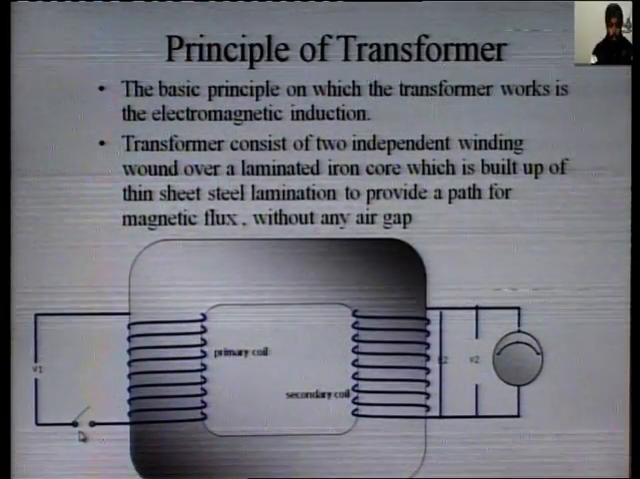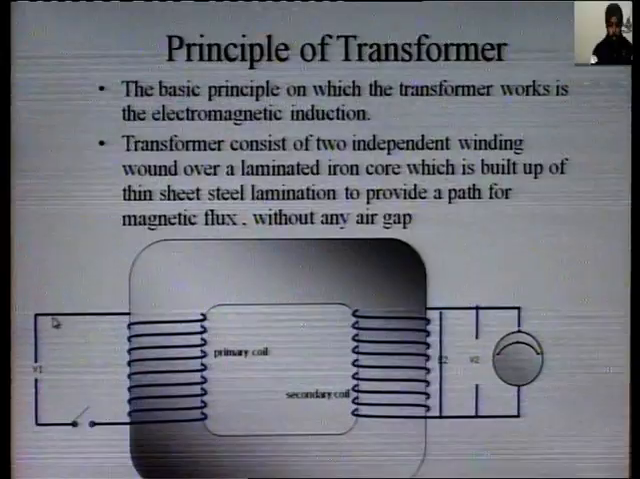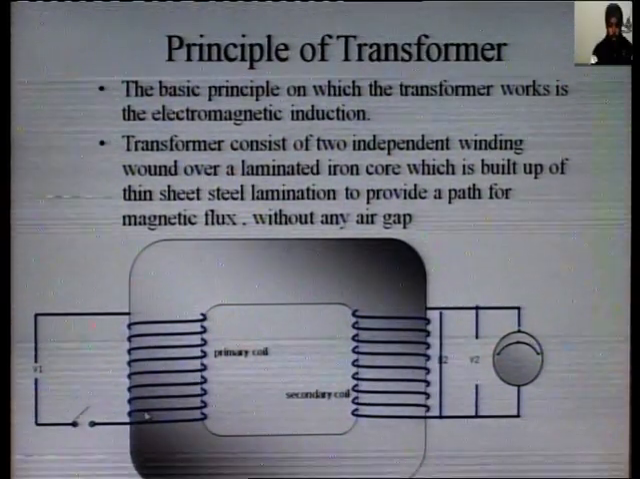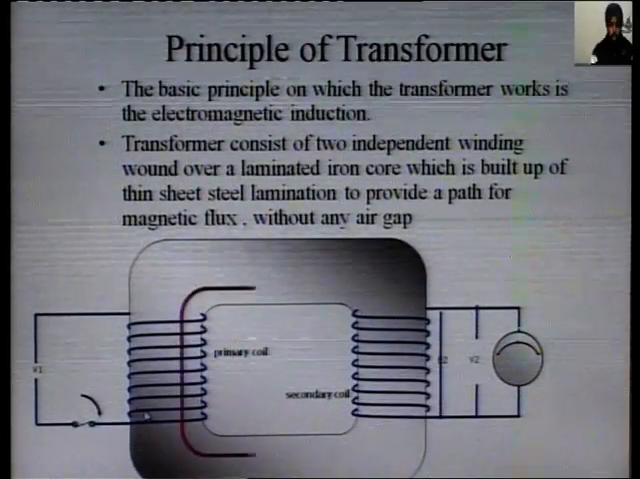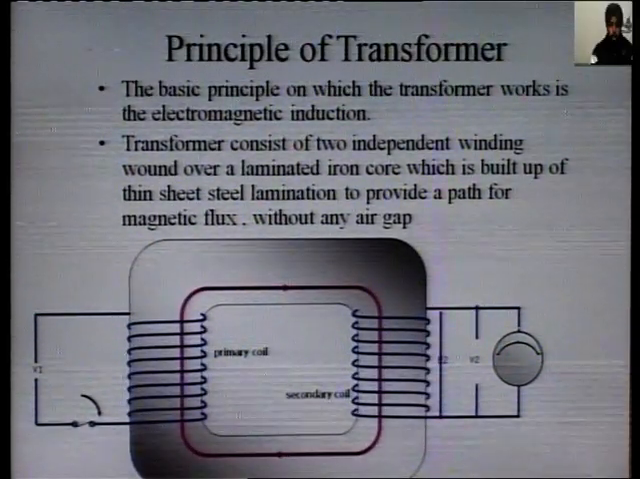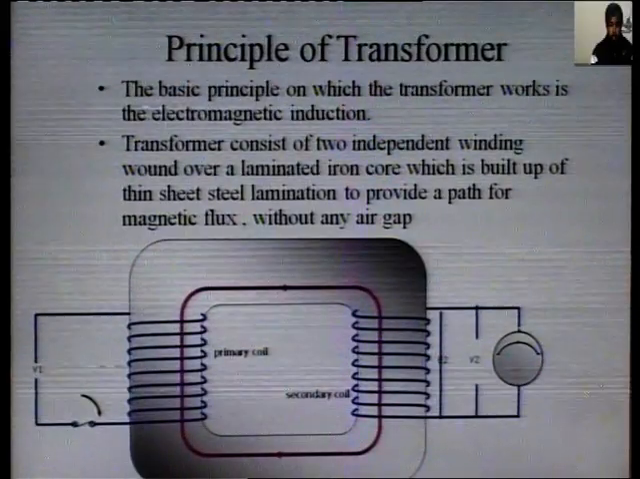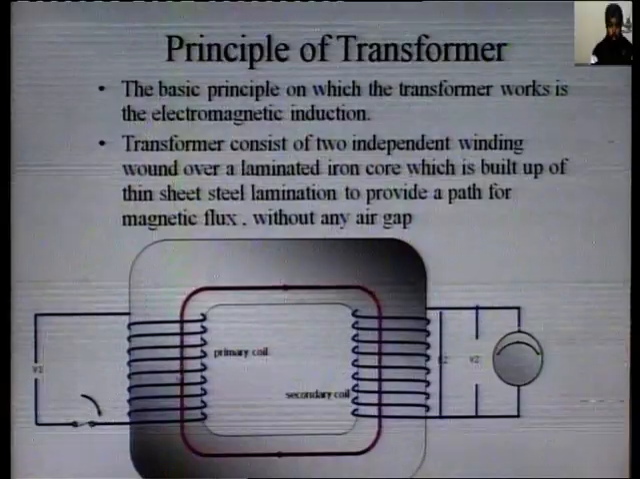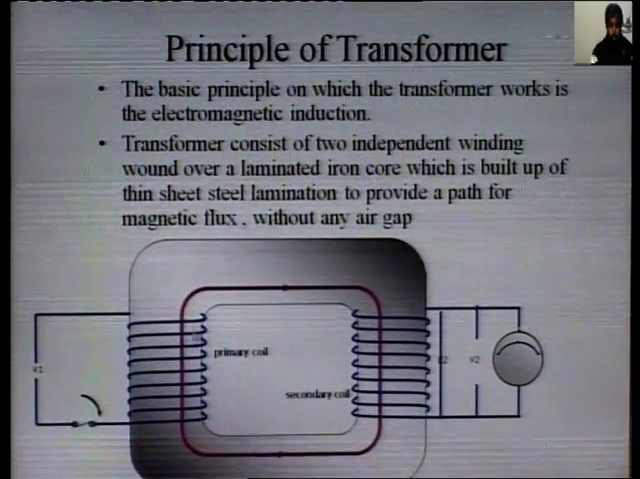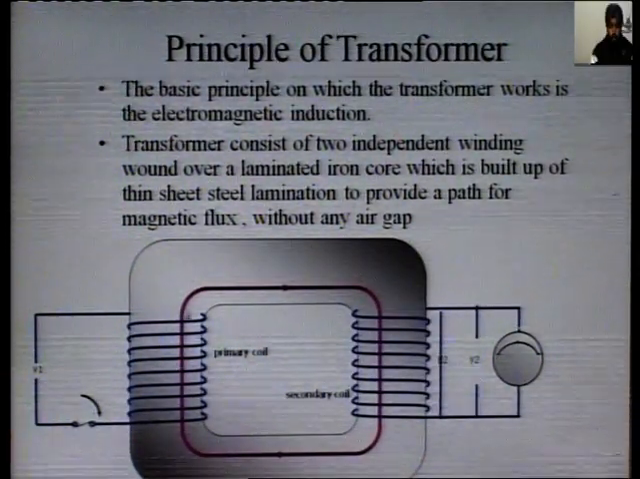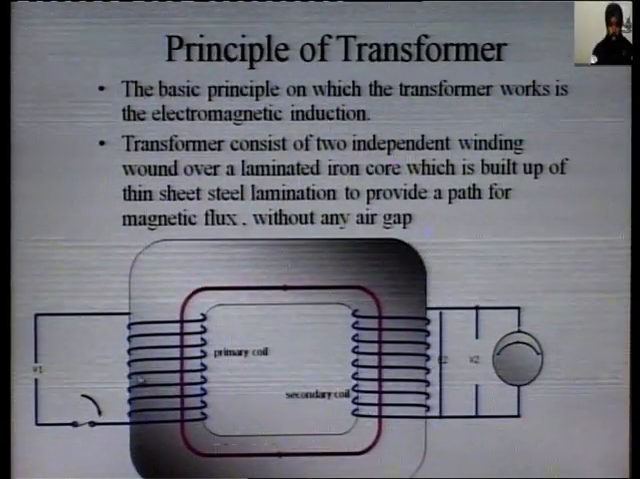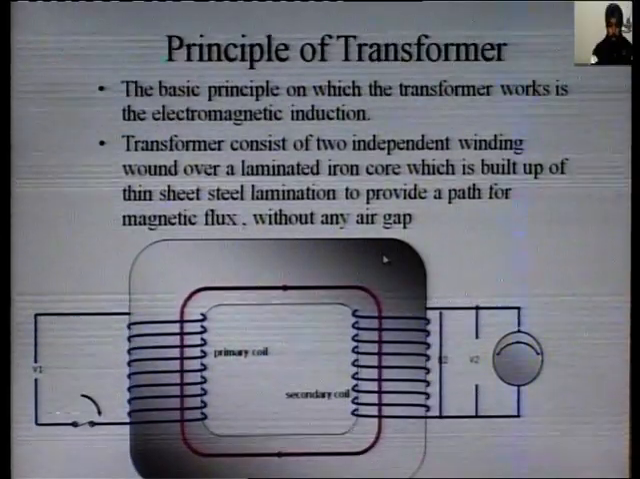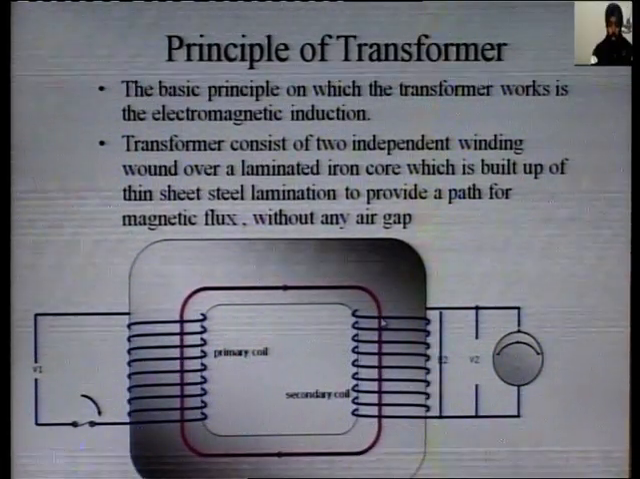When the switch is in off position, no current will flow and no power will transfer from primary to secondary. When we close this switch, current will flow in the primary winding and alternating flux will be produced, which links with this iron core. So whenever current flows through this primary coil, flux is produced, this flux is alternating, and this flux links with the iron core, and through the iron core it links with the secondary winding.